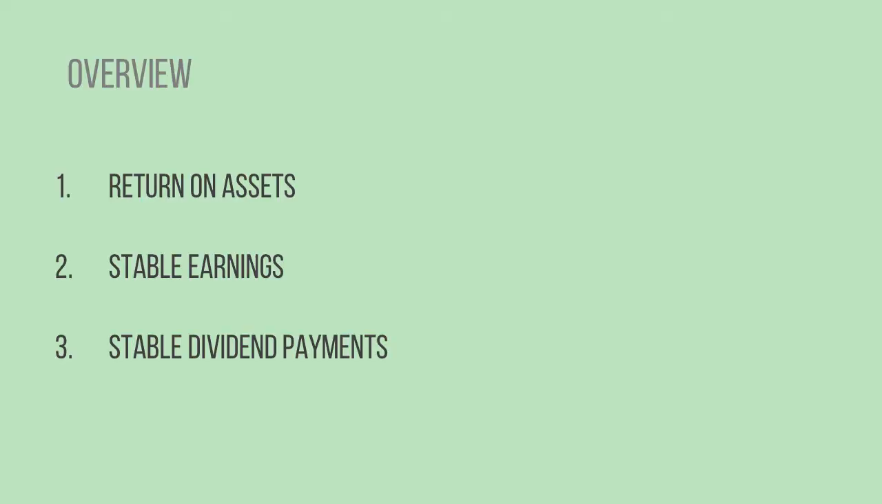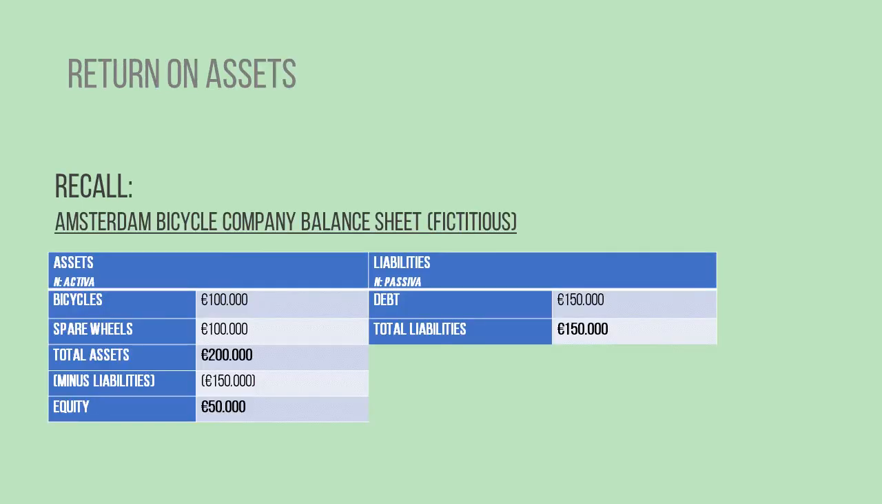So the first of the three main factors we're going to look at is return on assets. The second is stable earnings, and the third is a stable dividend payment stream. So we'll start off with the return on assets.